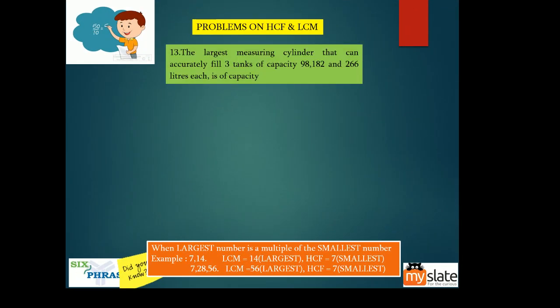The largest measuring cylinder that can accurately fill 3 tanks of capacity 98, 182 and 266 liters each. They are asking what is the largest measuring cylinder which can accurately fill. Now you have to accurately fill 98, 182, 266 liters. All these are in liters, right? See, I can use a 1 liter cylinder and fill it, but I will need 98 cylinders.